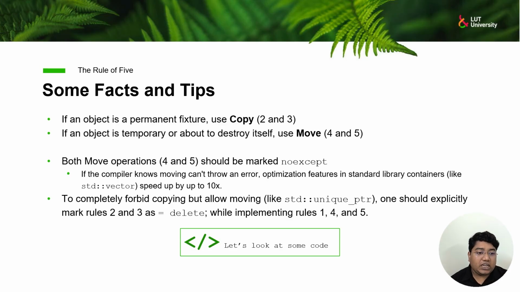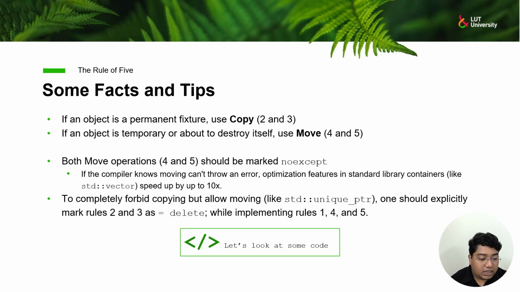Both move operations should normally be marked noexcept with the noexcept keyword. Why? Because the standard library trusts operations that cannot throw exceptions. Containers like std::vector can move objects much more aggressively during resizing if they know the move operation is guaranteed not to fail. That can make programs significantly faster.